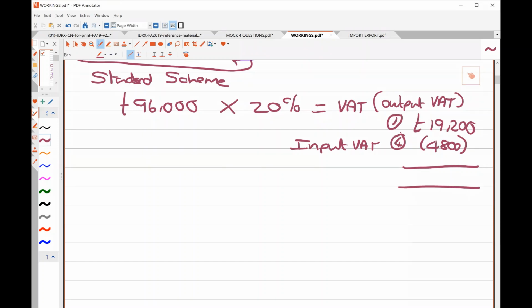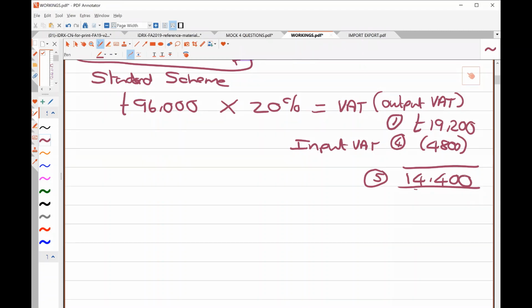Box 4 would be the input VAT. And the difference, box 5 basically, will tell us whether we owe them or they owe us. So it's pretty obvious, isn't it, that we're going to owe the VAT man some money. And it just so happens to be £14,400. Are you happy with that bit? To start with.